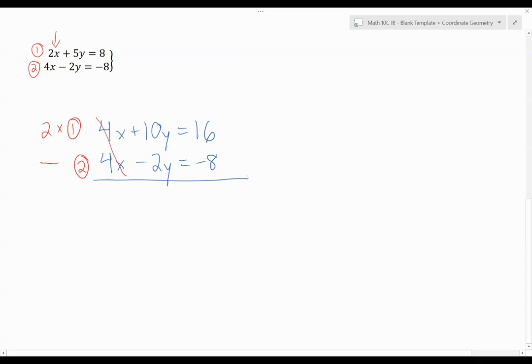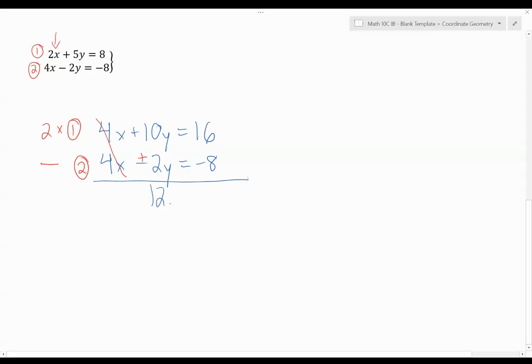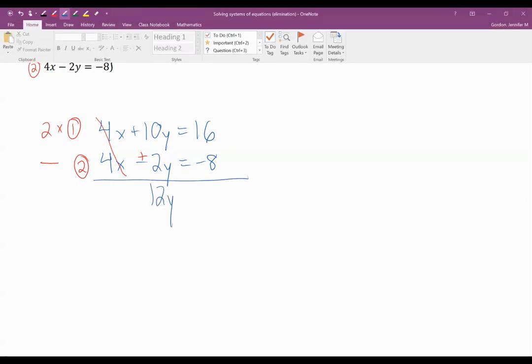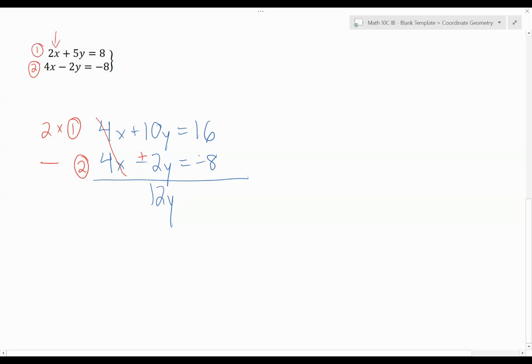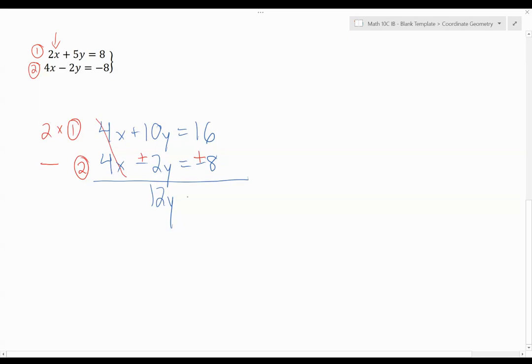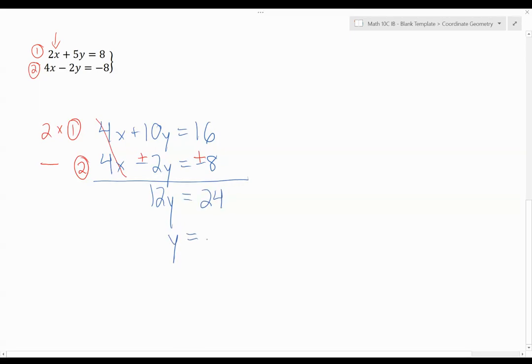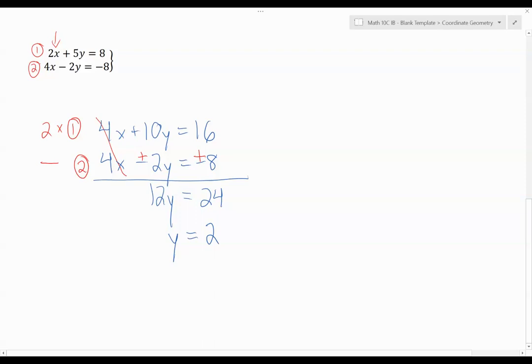So 4x minus 4x, that's gone. But 10y minus negative 2y is actually the same thing as adding 2y, so I get 12y. So if you're subtracting, you have to be careful. And same thing for the negative 8. 16 minus negative 8 is like 16 plus 8, so that equals 24, which means that y is equal to 2. And I can now go and figure out x by substituting into either one of my original equations.